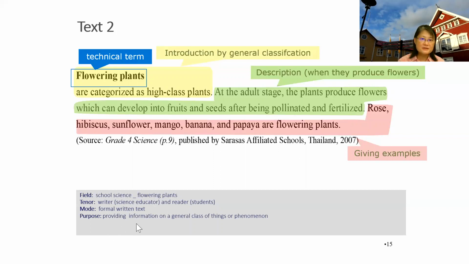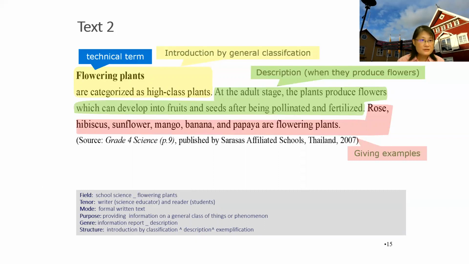The purpose is to provide information on a specific topic, flowering plants, and the genre is a text type. You can understand genre as text type. In Chinese, we call it 语体. Genre is 语体，文章的题材就是这个 text type.